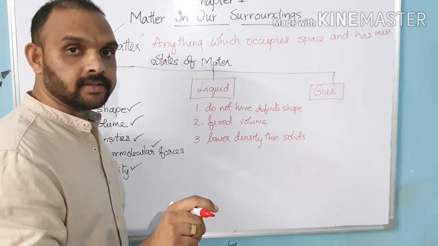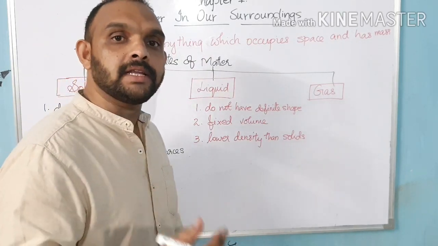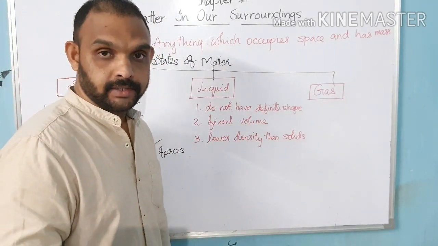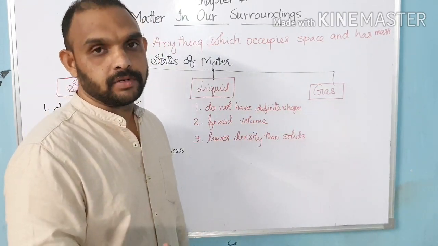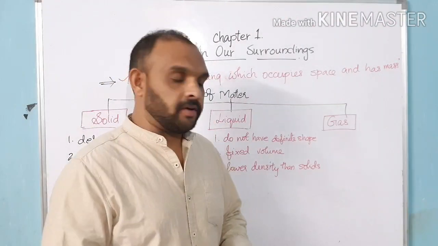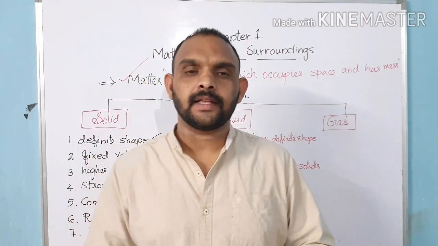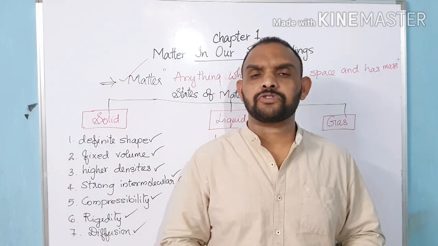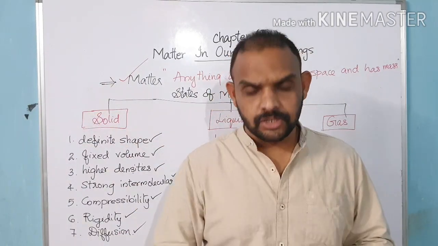What is that additional characteristic? Yes, fluidity. What is meant by fluidity? The ability to flow. That's why liquids have another name: they are called fluids. They have the ability to flow from higher concentration to lower concentration. So it's an added characteristic for liquids. The third characteristic property of liquids is lower density than solids, because in the liquid state particles are not as closely packed as in the case of a solid.